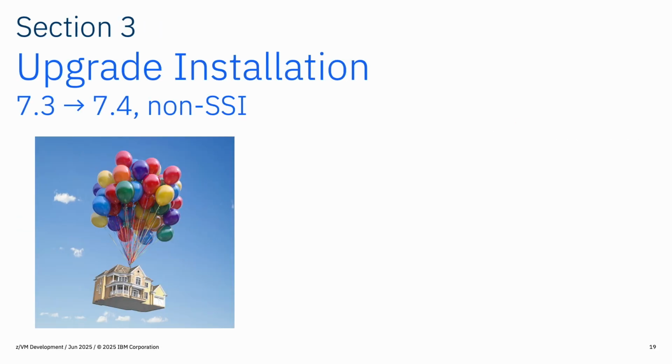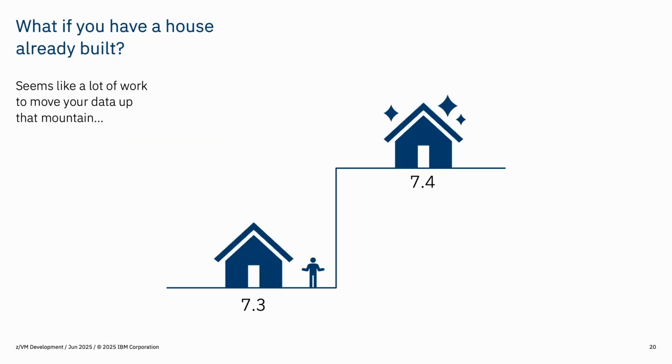Our next example is of an upgrade installation. Let's say we have an existing system running 7.3 and we want to move that system to 7.4 with minimal disruption. Again, this is a non-SSI example, so we're only running a single system. Upgrade installation, also known as upgrade in place, answers the question, what if you have a house already built?